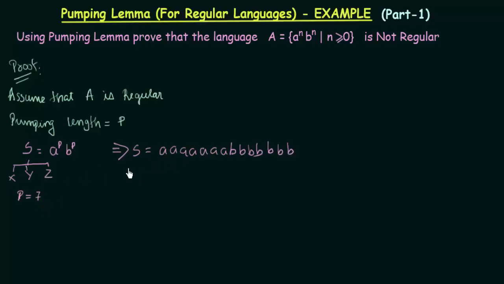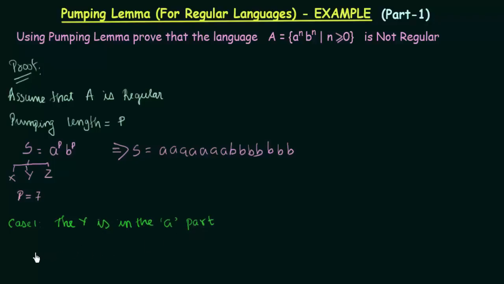Okay, now let us assume that this is our string which has pumping length of 7. Now let us see all the possible ways in which we can divide this s into three parts x, y and z. So for that, let me take first case number 1. The case number 1 is that the y part is in the a part. What do I mean by this? You will be clear when I do this.